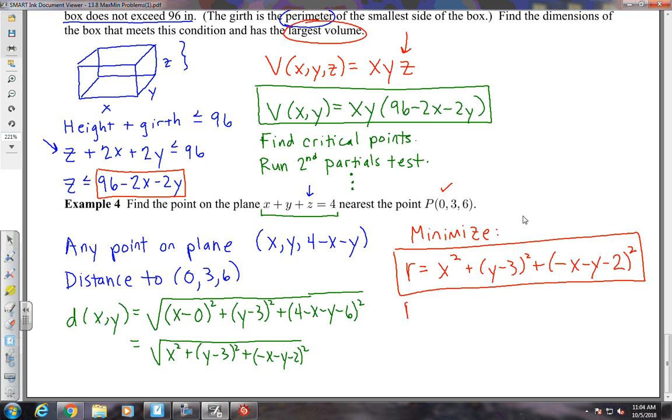So again, find your critical points, and then run your second partials test to figure out the point on the plane that is closest to that given point. So the idea of these two examples is to determine a function that has only two variables and then run your second partials test on that.